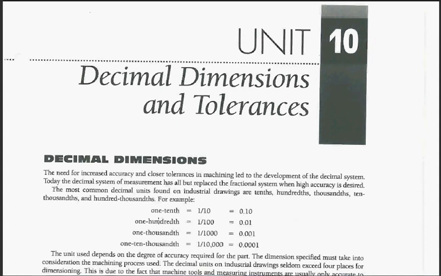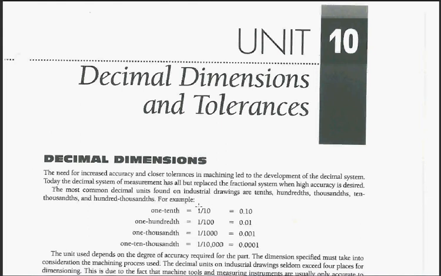Using fractional tolerances is fine if we're not holding a real tight degree of accuracy. Fractional tolerance is about plus or minus 64th, which is about 16 thousandths, 0.0156. When we need less tolerance on something, where it has to be created more accurately, we need to go to decimals. And that's what we're going to talk about today.